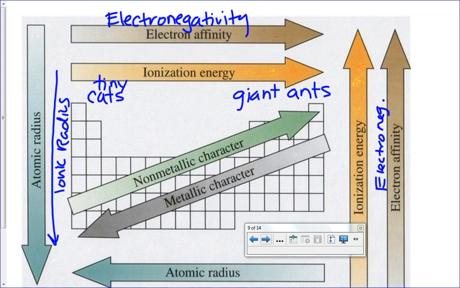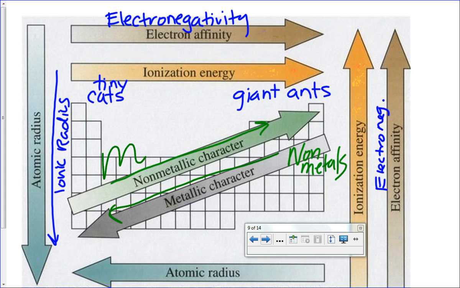Thank you. The only other trends that are on there are pretty easy. Non-metallic character increases as we get closer to the side of the periodic table where the non-metals are, and metallic character increases as we get closer to the side of the periodic table that has the metals. And that's it for the trends.